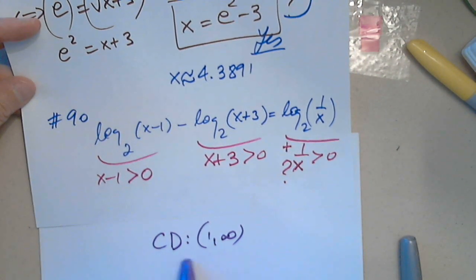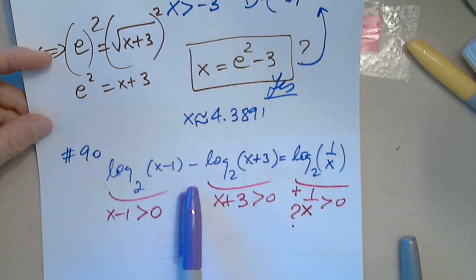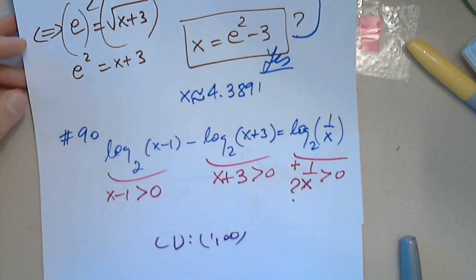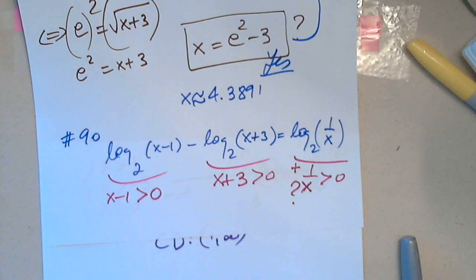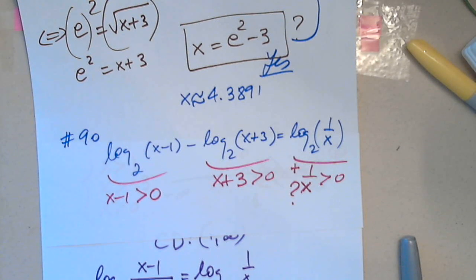At this point, after I establish this, I need to condense the left-hand side. How do I condense the left-hand side? They divide each other, right? Because there's the negative. Yes. In other words, it is log base 2 of the ratio. So this is applied to a ratio, which is x minus 1 over x plus 3. The right-hand side is log base 2 of 1 over x.